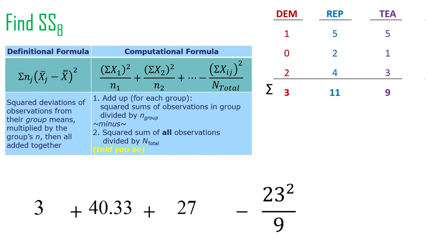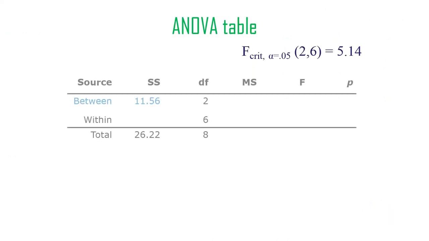And that's not an individual group, that's the sum of all the values, squared, divided by 9, the n in the total study. So when you work that out, if I did the math right, and I'm never 100% sure, but let me know, then you get 11.56, at least I hope you do. And that is our sum of squares between.